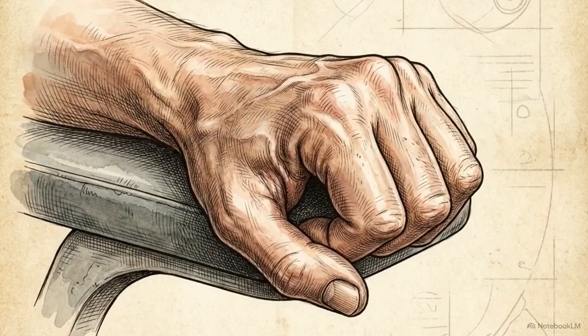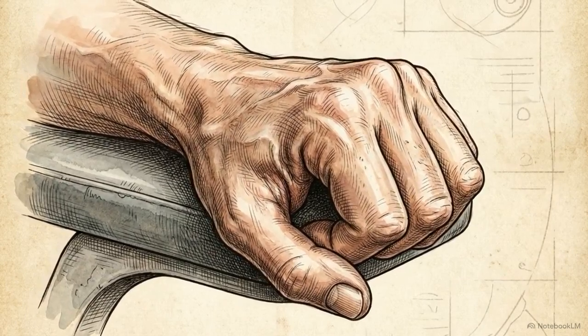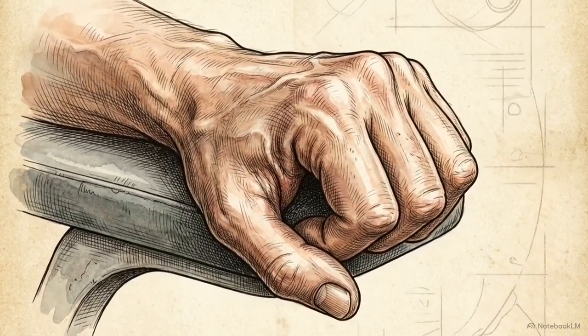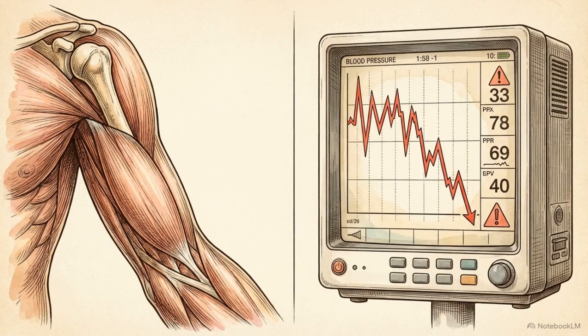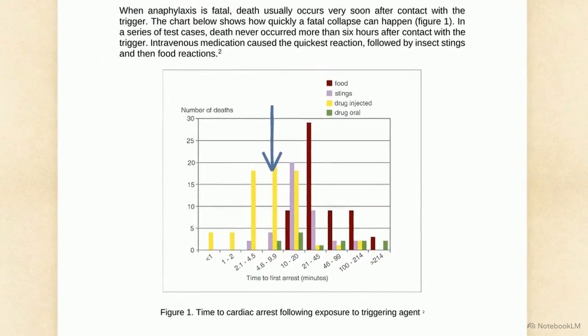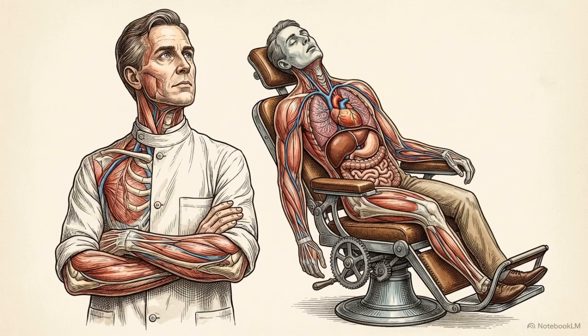However, if acute hypotension or bronchospasm occurs immediately after exposure to a known allergen, it is diagnosed as anaphylaxis. You must reach this diagnosis even if the patient shows no typical skin features, like a rash or swelling. Fatality can occur with extreme speed. As this data shows, injected drugs cause a significantly faster progression to cardiac arrest than food-based triggers. Delaying intervention to wait for a rash in a hypotensive patient is a critical failure of clinical judgment.